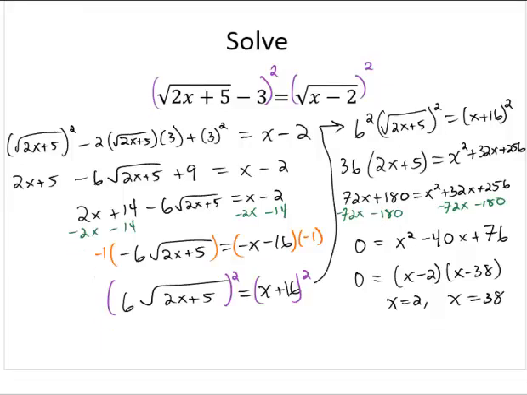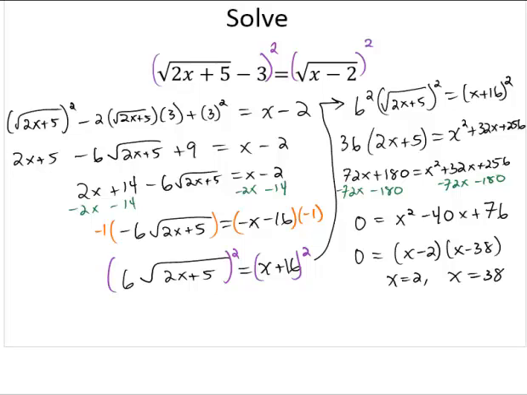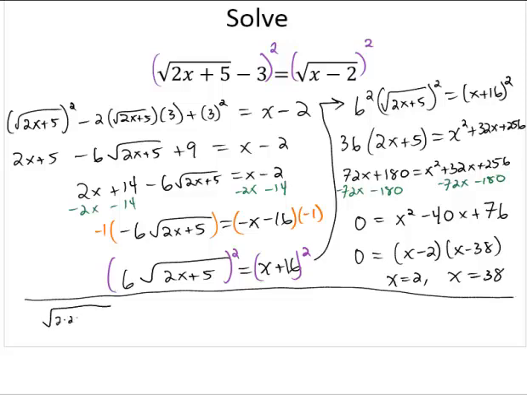Now, whenever you've squared both sides of an equation, you've got to check your work. You've got to check those solutions to make sure that they're appropriate. So let's do a check here. If x equals 2, we'd have the square root of 2 times 2 plus 5 and then minus 3. And the right-hand side would be the square root of 2 minus 2. Well, that's a 0 on the right. On the left, you've got the square root of 9 minus 3, and that equals 0. So x equals 2 works.